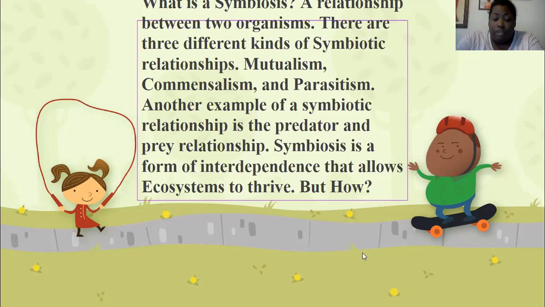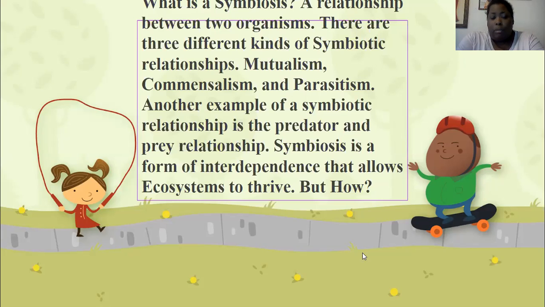This is a commensalistic relationship because the tree is a living organism, and the birds that put their nest in the tree are not doing the tree any harm. However, they're being helped by the height of the tree, and predators cannot climb up and eat their eggs. So that is commensalism.